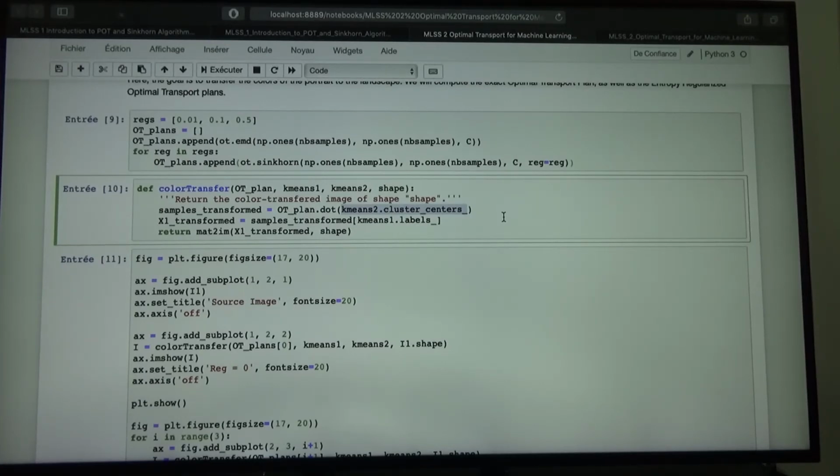Is this clear? Okay? You possibly don't have a map. You have a coupling, you have mass splitting. So I want to take the barycenter. And taking the barycenter is just taking a weighted mean. The weights are given by the transport plan, the optimal transport plan, OT plan. And the thing that you want to weight is just given to you by the cluster centers of the second image, so k-means 2 dot cluster centers. Okay, and just take this dot product between the two, and that's just the weighted sum. That's the average. Okay?